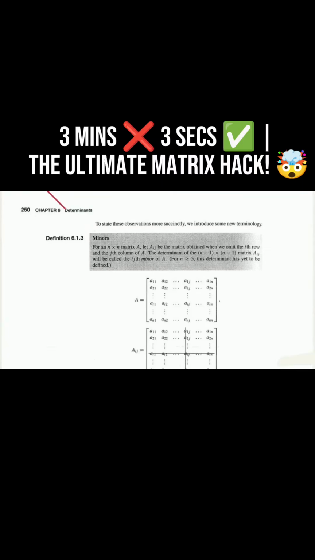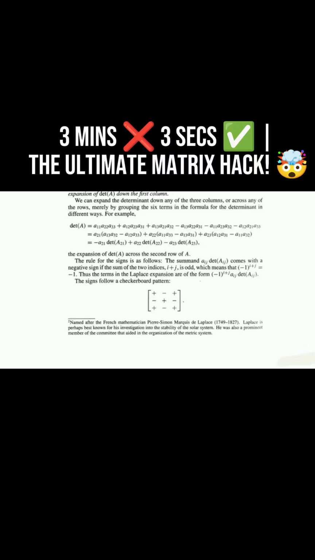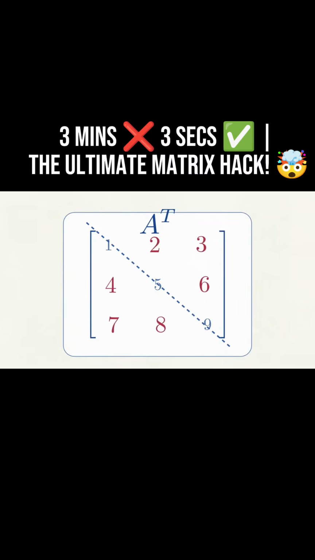To find a minor, mentally isolate an element, cross out its row and column, and calculate the determinant. You repeat this 9 times. Then map an alternating checkerboard sign pattern over your results to find the cofactors. Finally, you have to transpose that whole grid, flipping the rows and columns.